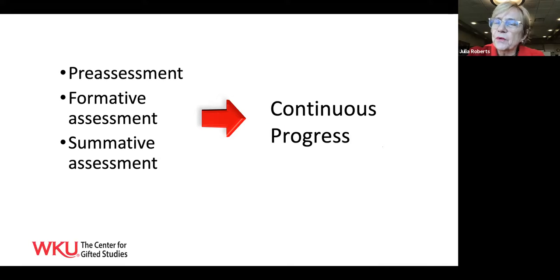And continuous progress means learning new things every day.